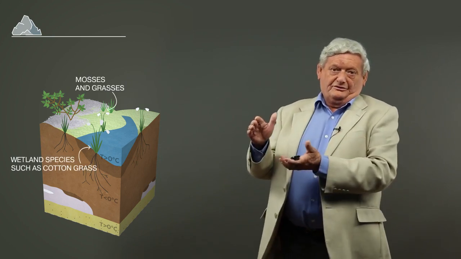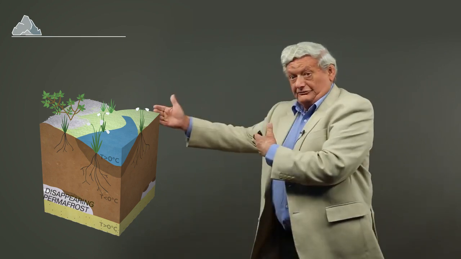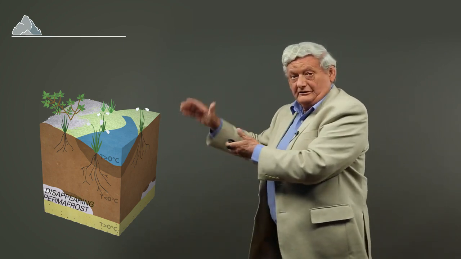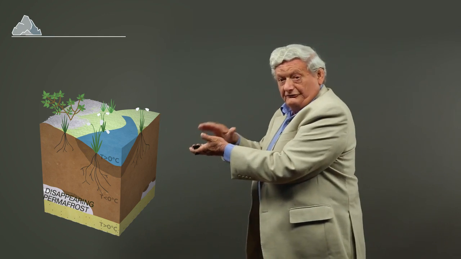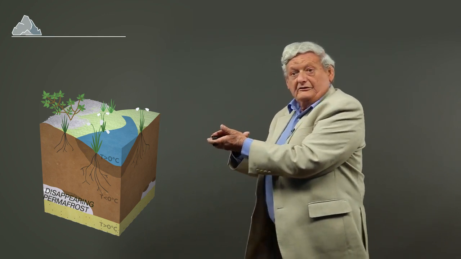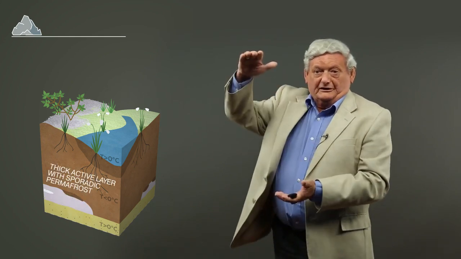And look at the permafrost. The permafrost now, it's not everywhere. It's isolated into a small patch, and that patch is very, very thin. And the permafrost has basically been reduced while the active layer has grown.